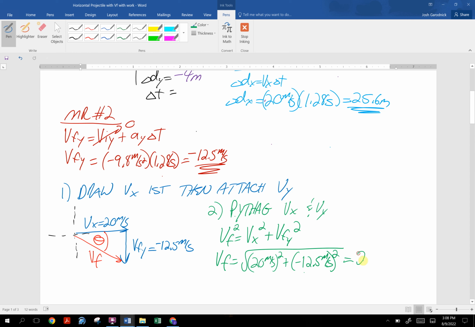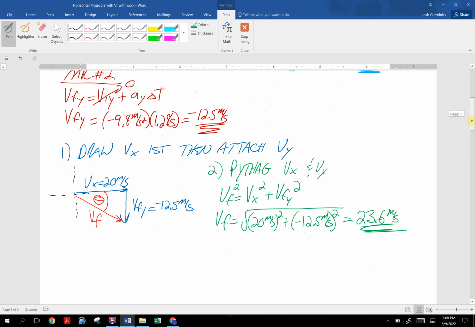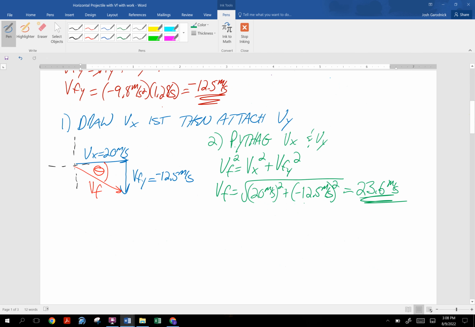All right, so I got 23.6 meters per second. That is the speed at which it's hitting the ground. However, I don't know the direction. Luckily, I am a master when it comes to trigonometry. And in this class, we only use sine, cosine, and tangent. Right now, I know the opposite side from the angle and the adjacent side from the angle. Some people might be saying, yeah, but you know the final velocity. That's true. I'm going to avoid that for a few reasons.